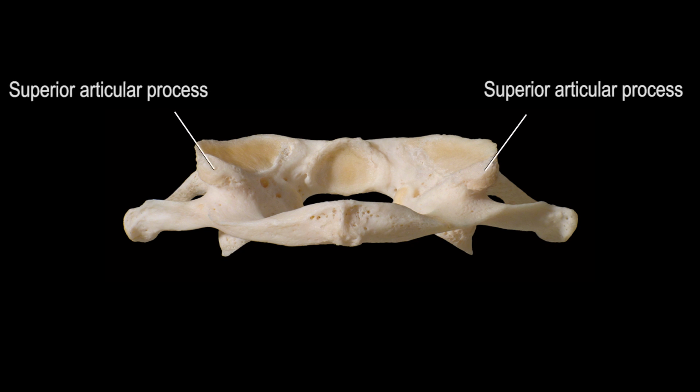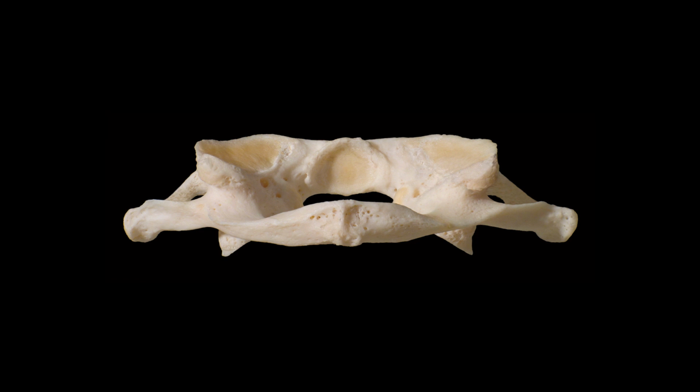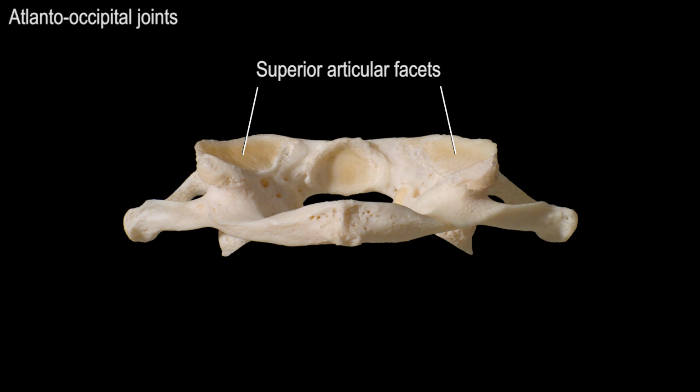We can see here the two superior articular processes. On the superior articular processes, we can see the smooth, flat, bony surfaces, which are the superior articular facets. The superior articular facets of the atlas articulate with, form joints with the condyles of the occiput of the cranium above, and those are the atlanto-occipital joints.